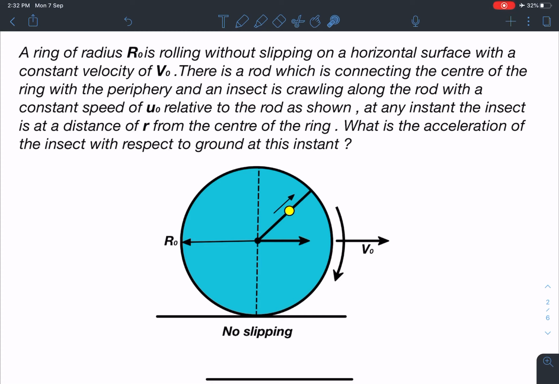As you can see here, this ring is rolling without slipping on the horizontal surface, and on this rod there is this particle or insect which is moving. I have slightly changed the language of this problem, but it is a standard problem only. So here this insect is moving in radial direction with a constant speed of u0 relative to the rod, and this is the direction shown to us, and this is the radial distance at any given instant, given as r. At this particular instant I have to find out the acceleration of this insect or the particle which is traveling along the rod.